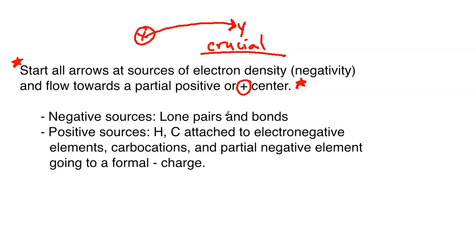You start all arrows at sources of electron density, which is negativity, and then you flow towards a partial positive or a formal positive, such as a carbocation center. Now, what's going to constitute negative sources? Anything that is electron dense usually is going to be lone pairs of electrons and bonds. So sometimes you may have a bond between two atoms and the arrow is going to originate from the bond. Other times you may have an atom that has a lone pair associated with it, and sometimes the lone pair is what's going to do the initiating.